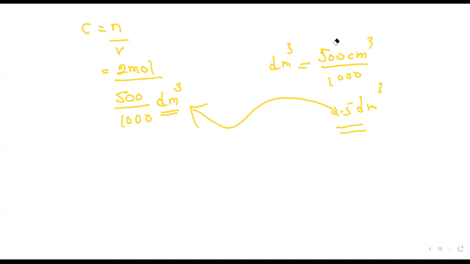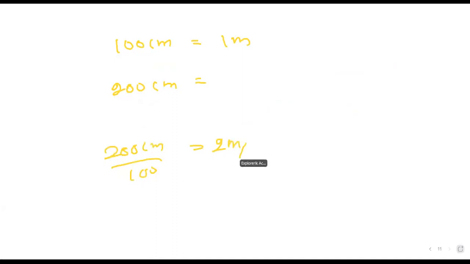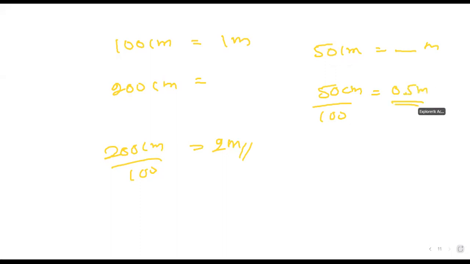Yeah, sir. Right? So it's simply like this. You know 100 centimeters will be equal to 1 meter. If they ask how much 200 centimeters would be, what do you have to do? Divide 200 centimeters by 100. Then you will get 2 meters. Do you understand it? If they ask how many meters 50 centimeters would be, divide 50 centimeters by 100. Then you will get 0.5 meters. Do you understand?